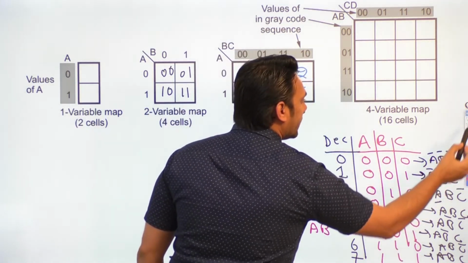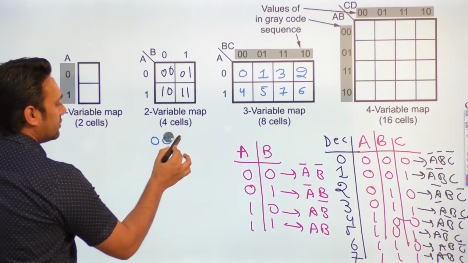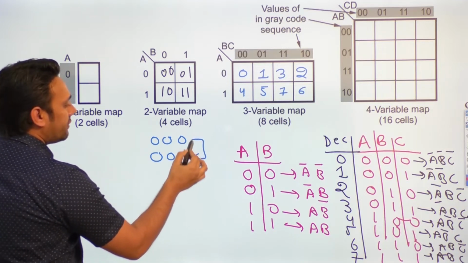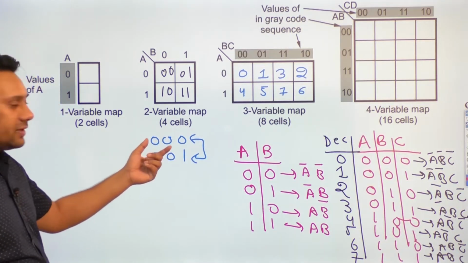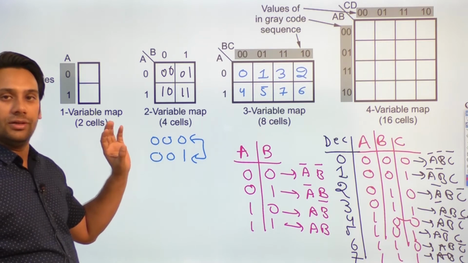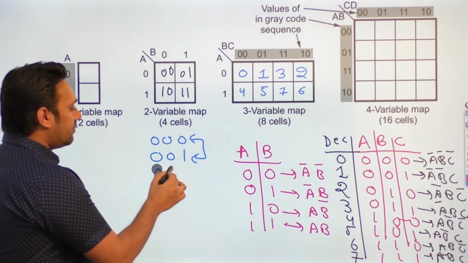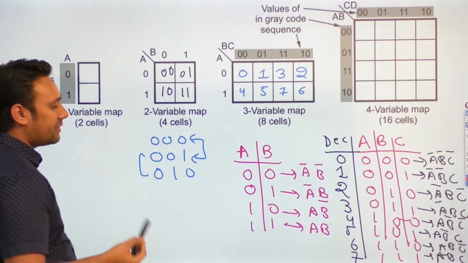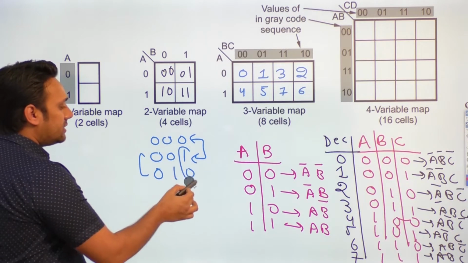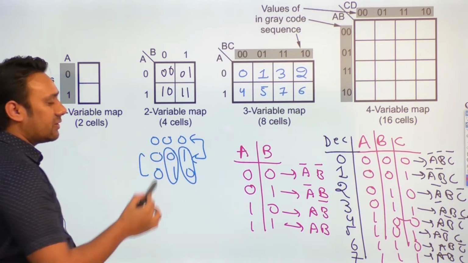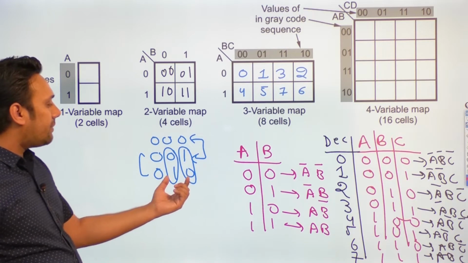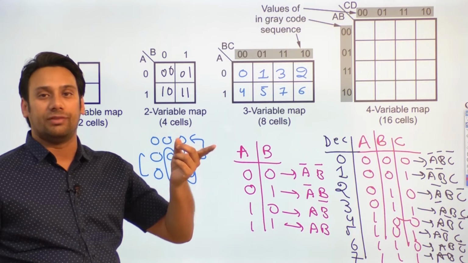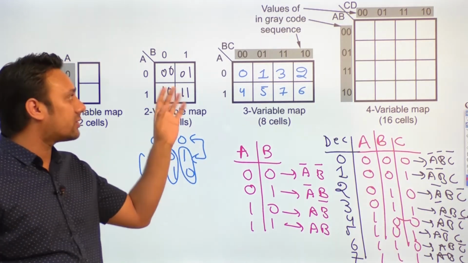So if I say that the first combination is 0 0 0, then the second is 0 0 1. So between these two only one bit is different. Correct? If I say 0 1 0, now in this case between these two combinations there is a difference of 2 bits. This bit is changing from 1 to 0 as well as this bit is changing from 0 to 1. Now in K-maps any two adjacent cells can have a change of only one bit. That is called a gray code.